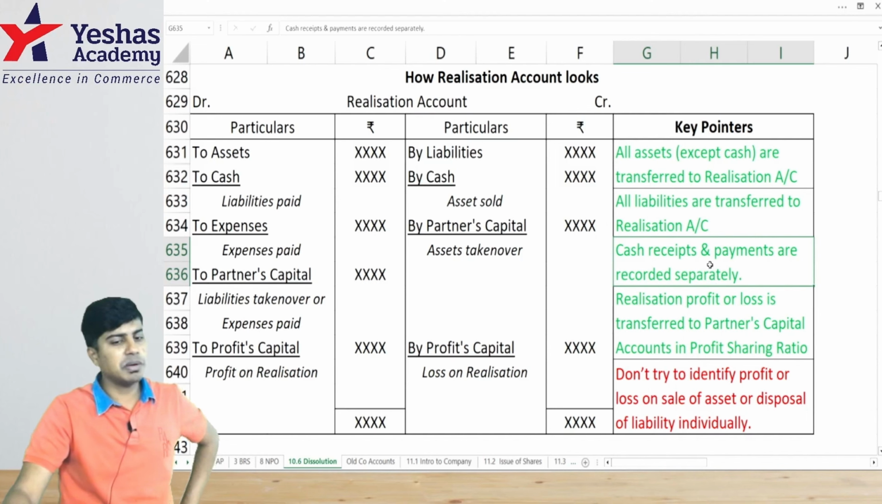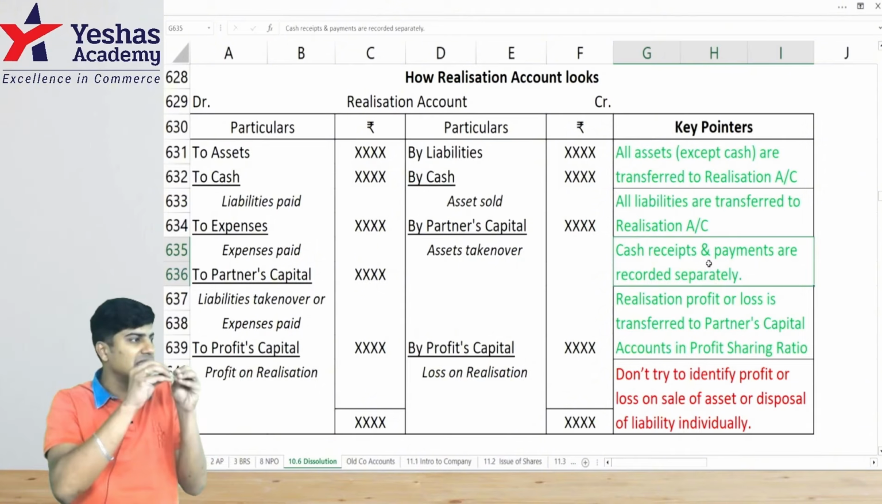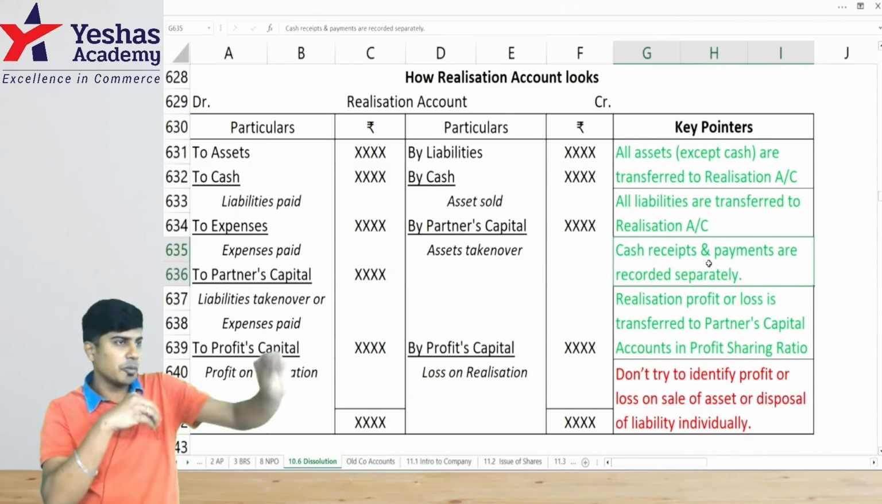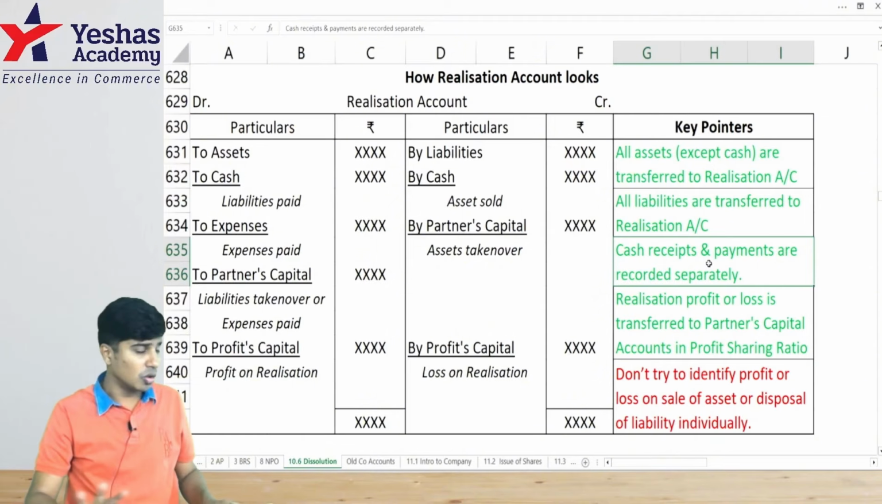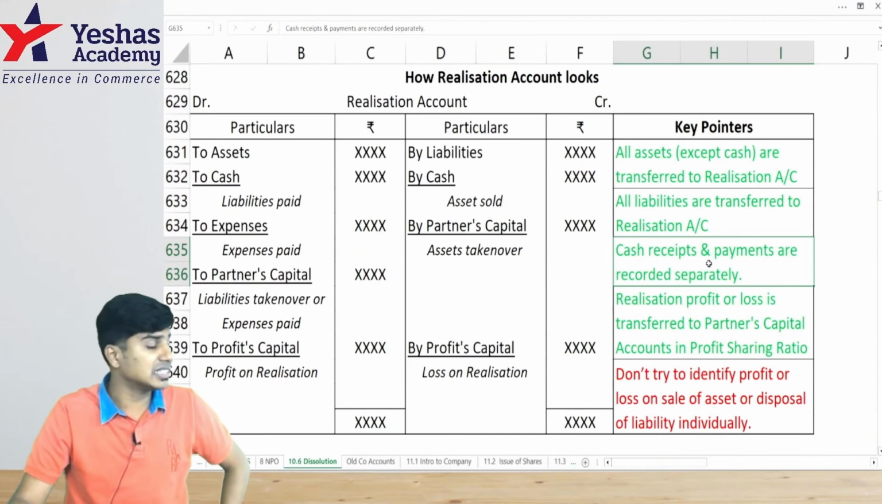Cash receipts and cash payments will be recorded separately. Don't net them off. I have received this much, I have paid this much. Netting amount is not allowed. And don't even net off debtors and provision.